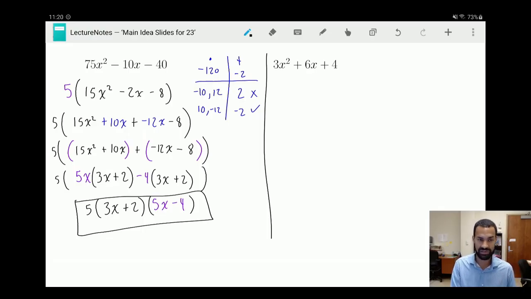Okay, that was a longer problem. It was kind of ugly, but remember, it was made easier by factoring out the common factor in the beginning. So you should always check for a common factor before you do anything else. Sometimes it'll make the problem easier.